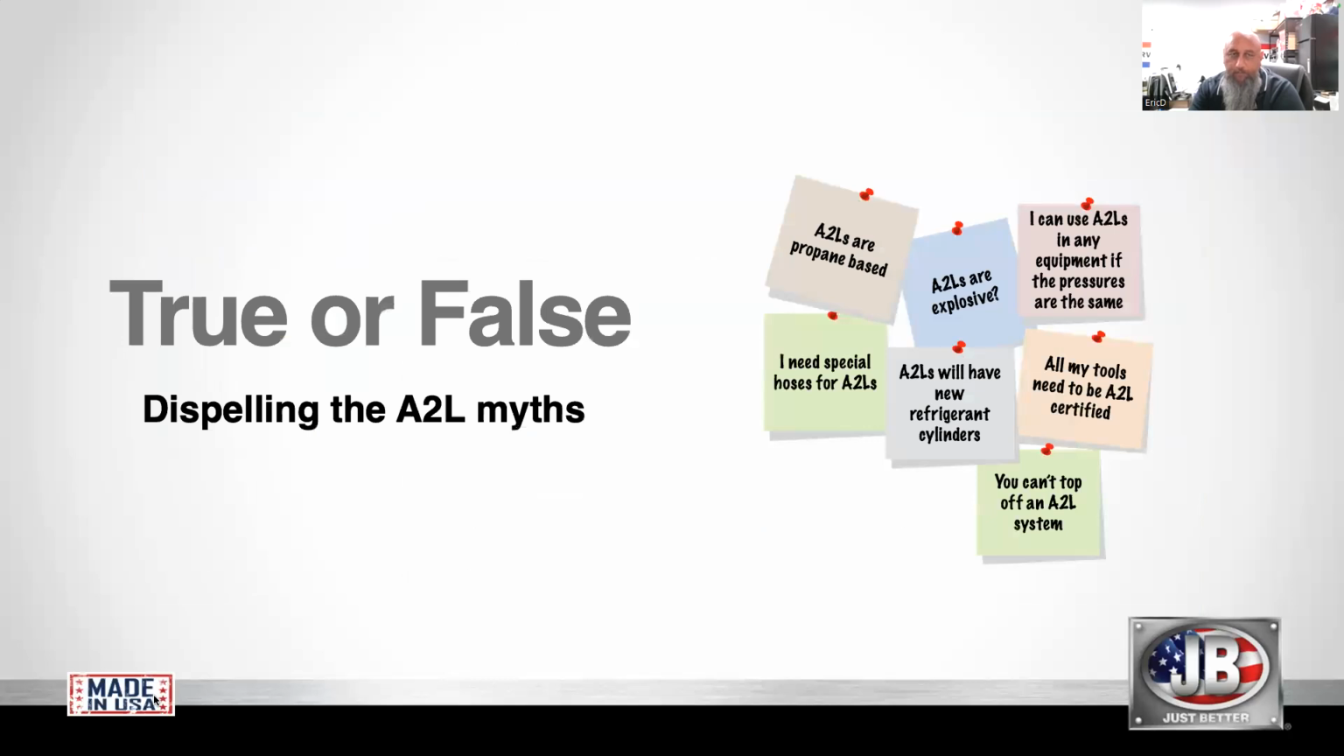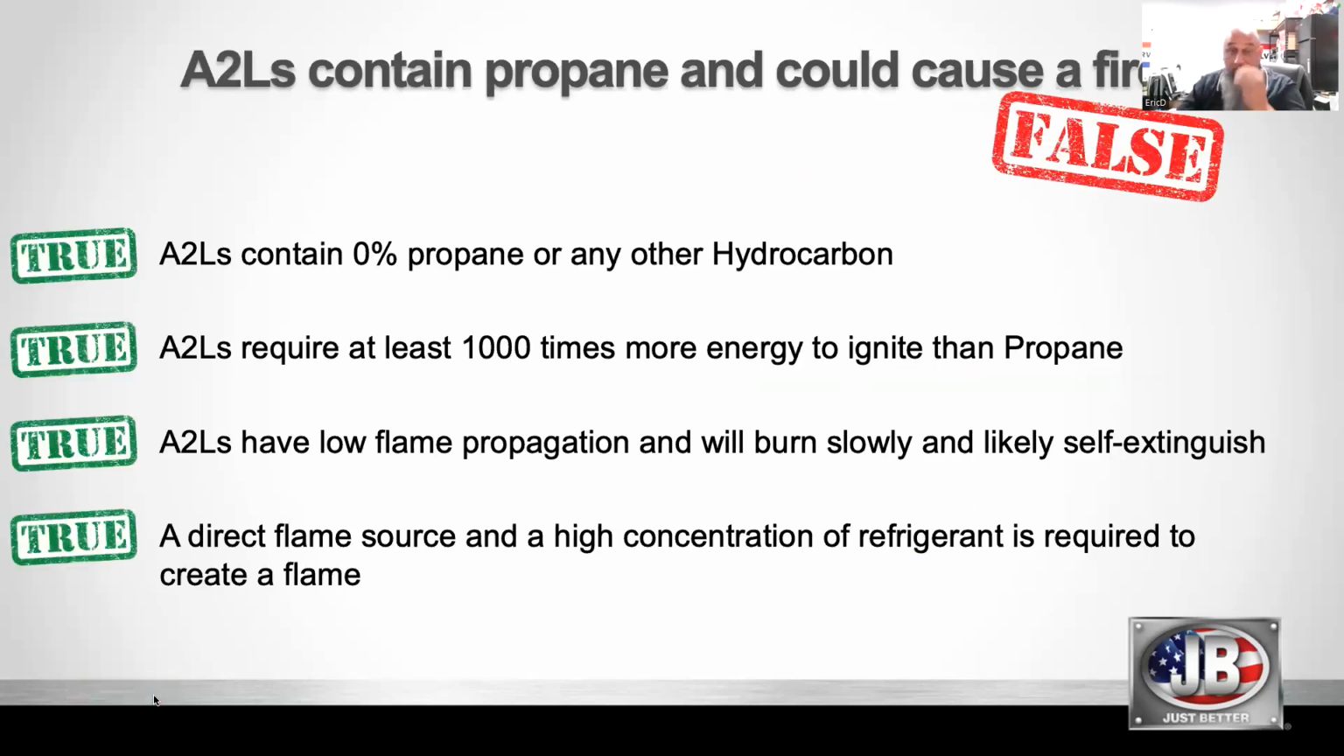All right, so we're going to just try and dispel some of the myths around A2L, and there's a lot of panic out there in the industry. I'm going to blow myself up, and I suppose the first one that everybody talks about is, hey, A2Ls contain propane that can cause a fire, which is absolute rubbish. There's no propane in A2L at all. You saw that chart earlier on, which actually gives you the refrigerant blend inside there. There is no hydrocarbon inside an A2L.